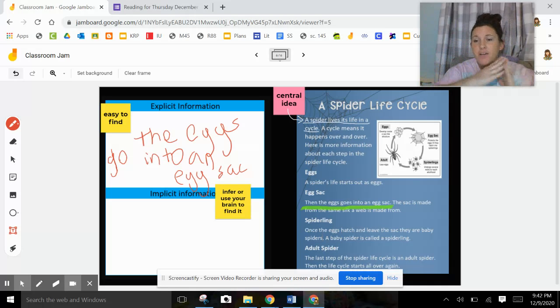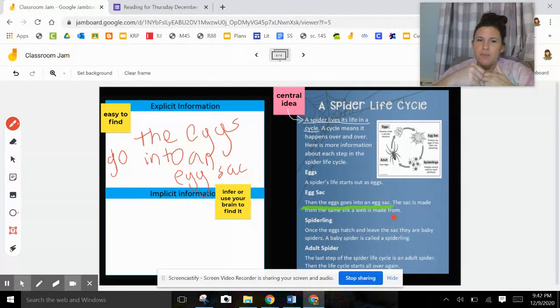So basically, spiders lay eggs. The eggs go into an egg sac that they've made with their own silk, and it says that in the second part. The sac is made from the same silk a web is made from. So when a spider builds its web, that same silk it uses and wraps around a bunch of times and makes this little sac to put all the eggs in.